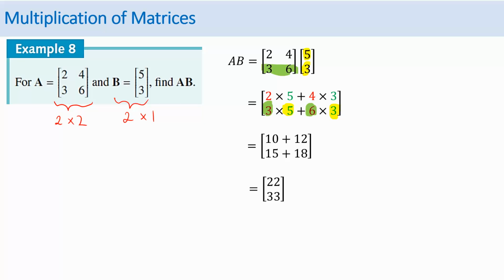So row 1, column 1 will give you the answer for row 1, column 1. 2 with a 5, 4 with a 3. 3 with a 5, 6 with a 3. Okay? I'll do another example. How do you feel? Confused? Yeah? Let's do another one.